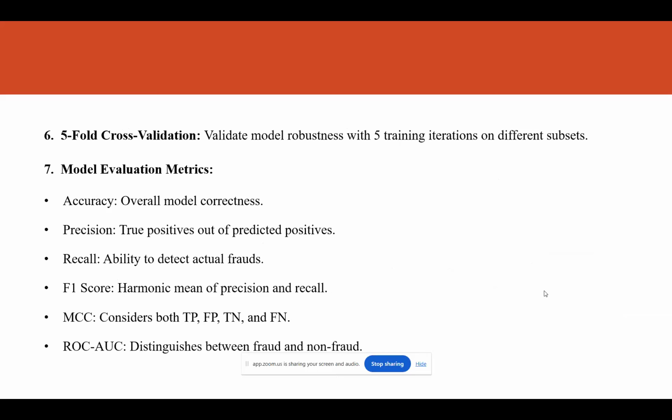After training, the models are evaluated using performance metrics like accuracy, precision, recall, F1 score, MCC, and ROC AUC. We use accuracy for overall model correctness. We use precision for true positives out of predicted positives. We use recall for the ability to detect actual frauds. F1 score is the harmonic mean of precision and recall, and MCC considers true positives, false positives, true negatives, and false negatives. And the ROC AUC is used to distinguish between fraud and not fraud.